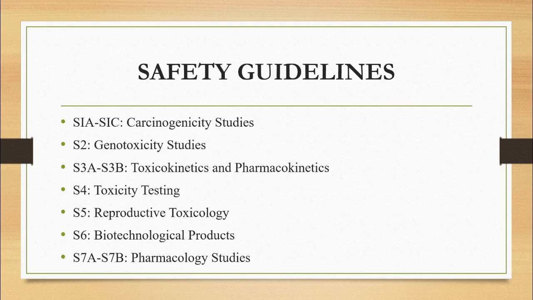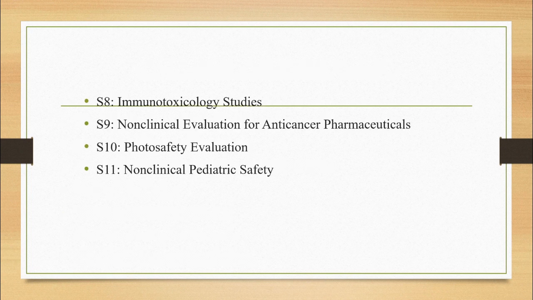Now we are going to see the safety guidelines. It starts with S1A to C for carcinogenicity studies, and S2 which discusses genotoxicity studies, S3A to B for toxicokinetics and pharmacokinetics. And S4 is the toxicity testing, S5 is the reproductive toxicology, S6 which tells you about biotechnological products, S7A to B is connected with pharmacology studies. In S8 immunotoxicological studies are given, and S9 non-clinical evaluation for anti-cancer pharmaceuticals. In S10 photosafety evaluation, and S11 non-clinical pediatric safety.